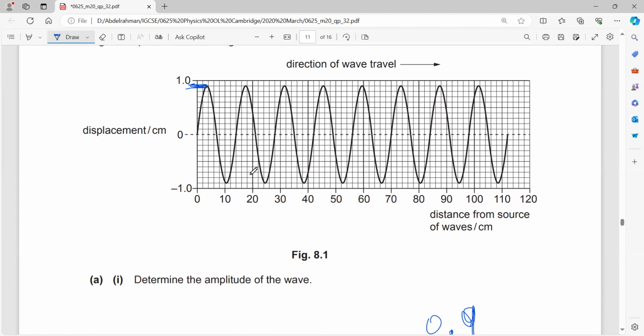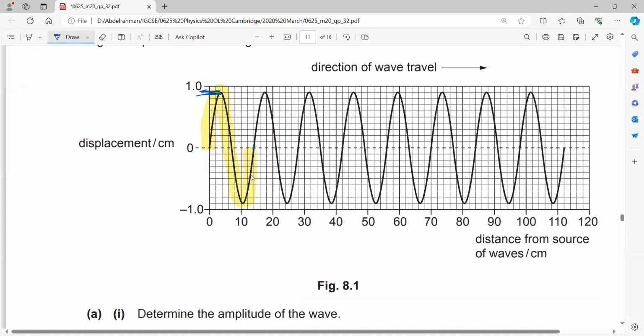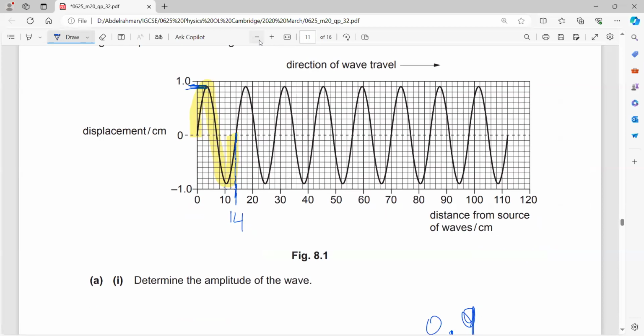Again, the amplitude of this wave was 0.9. How can I find the wavelength of this wave? The wavelength is 14. How did I find the wavelength? This is one wave. If I zoom in again to find where this wave ended, it took two small squares after the 10. Each square is worth 2, so 10, 12, and 14. This is the wavelength of this wave, 14 centimeters.